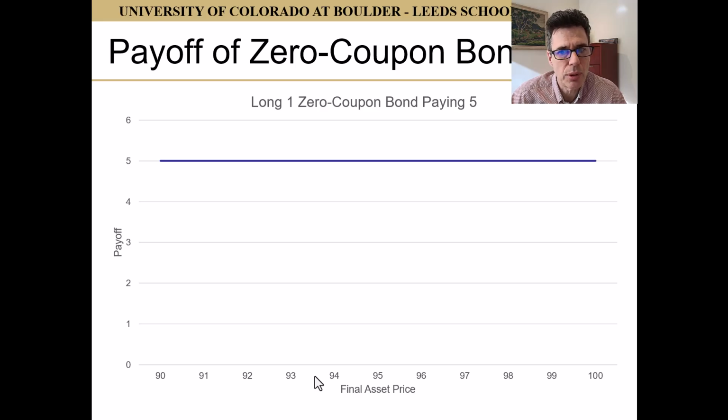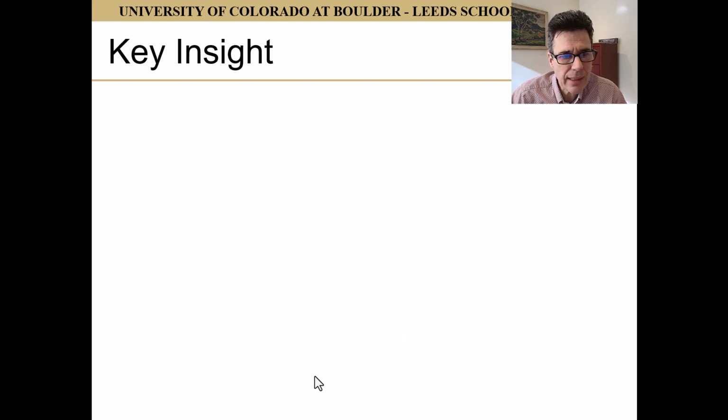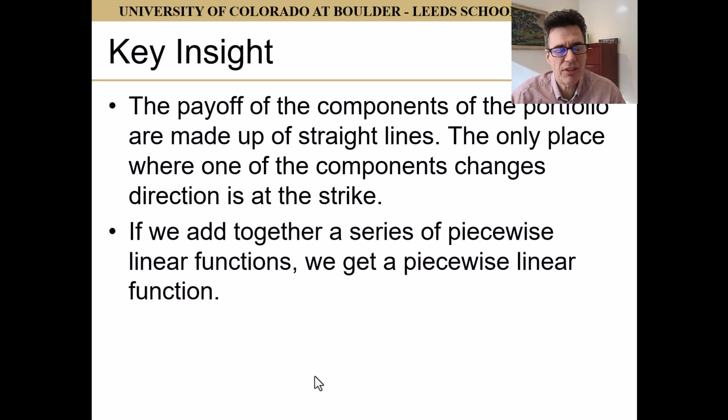So next we want to build a payoff diagram from a portfolio. The key insight is that the payoff of all the components of the portfolio are made up of straight lines. The only place where one of those components changes directions is at the strike. If we add together a series of piecewise linear functions, we get a piecewise linear function. So if we've got these components, what we've just talked about, options, puts, calls, forward contracts, zero coupon bonds, the payoffs of all of those are piecewise linear. We add them together, we still have something piecewise linear.